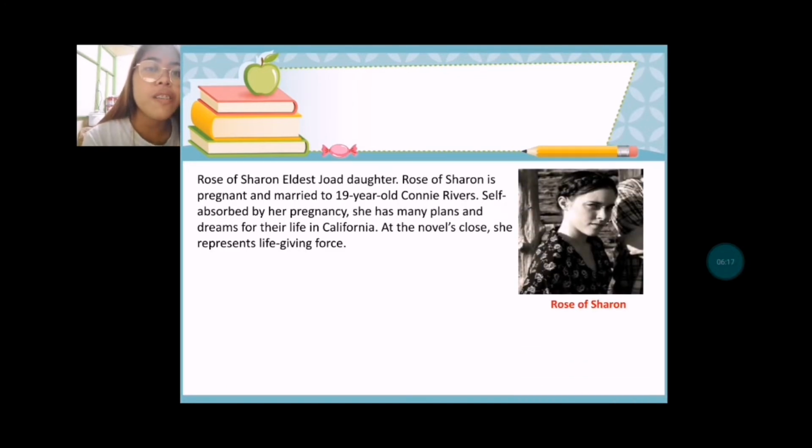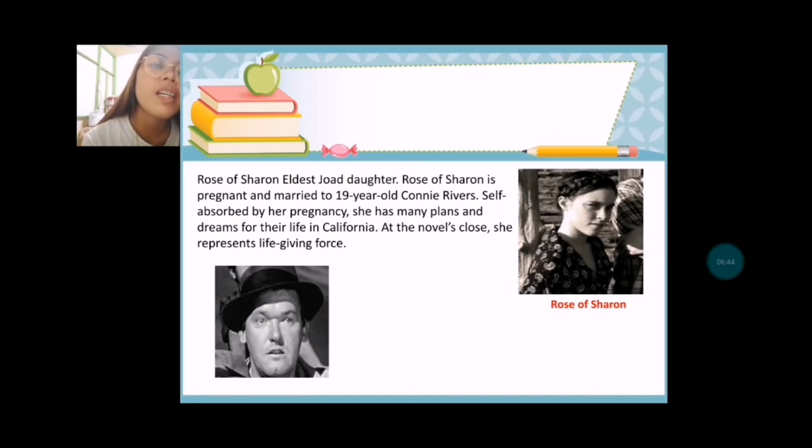Next is Rose of Sharon, eldest Jude daughter. Rose of Sharon is pregnant and married to 19-year-old Connie Rivers. Self-absorbed by her pregnancy, she has many plans and dreams for their life in California. At the novel's close, she represents a life-giving force.